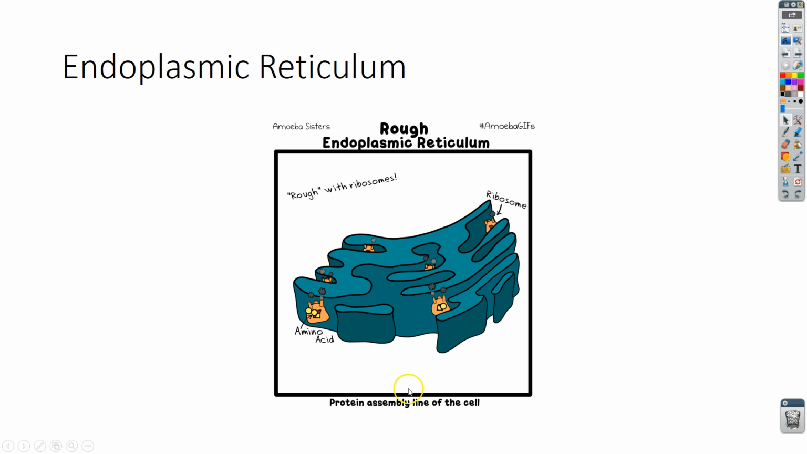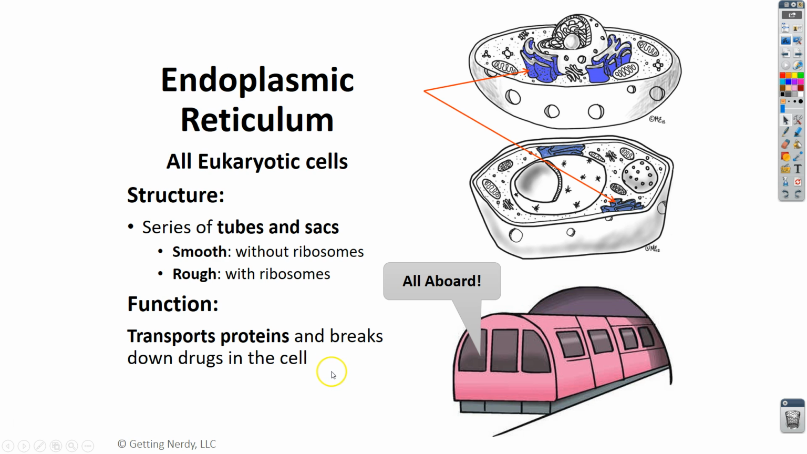The next one is called Endoplasmic Reticulum. This one specifically is rough endoplasmic reticulum. Rough endoplasmic reticulum has ribosomes on them, and those ribosomes make amino acids, which make proteins. And the rough endoplasmic reticulum is the protein assembly line of the cell.